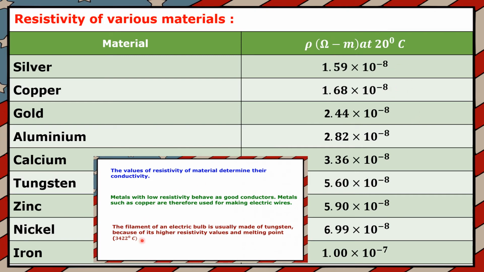And the filament of an electric bulb is usually made of tungsten. See here, the resistivity of tungsten is 5.60 into 10 to the power of minus 8 ohm meter because of its higher resistivity values and melting point, that is the melting point of tungsten is 3422 degrees Celsius, isn't it? So the melting point is very high, and the resistivity of tungsten is higher than the resistivity of copper. For that reason, we use tungsten in filaments. Okay?